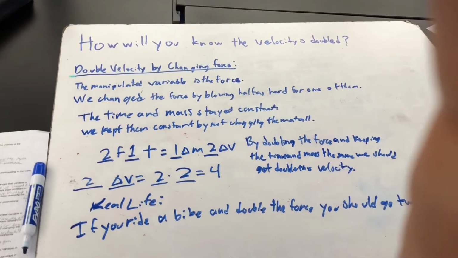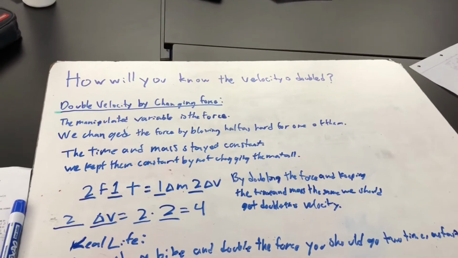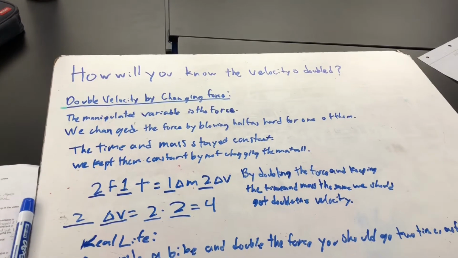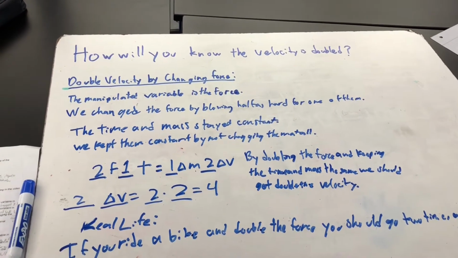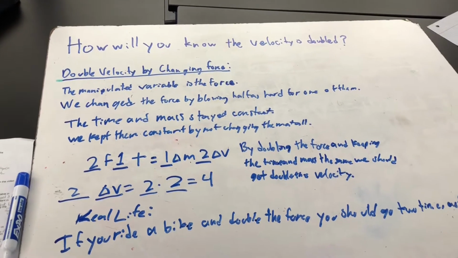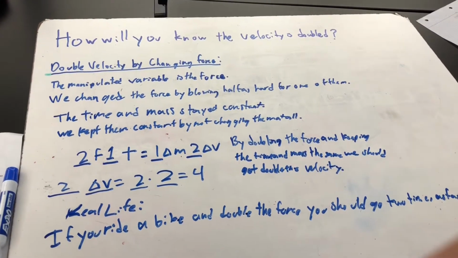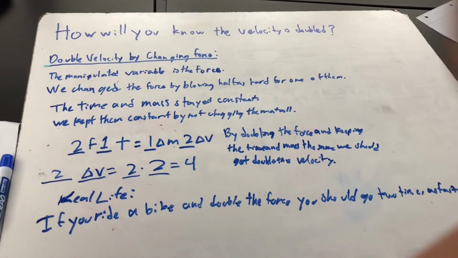How will you know the velocity is doubled? The manipulated variable is the force. We changed the force by blowing half as hard for one of them. The time and the mass stayed constant. We kept them constant by not changing them at all.